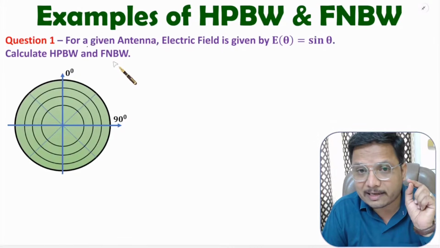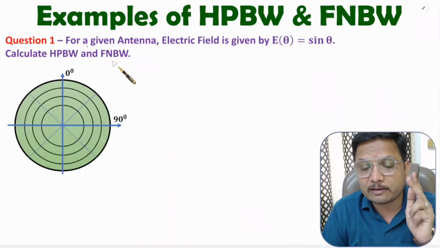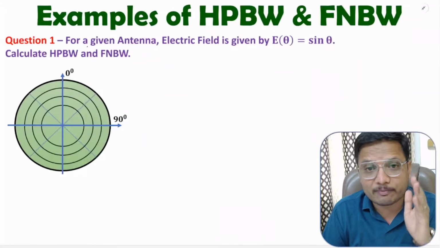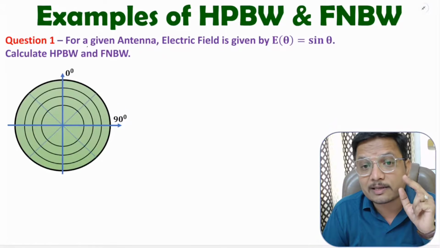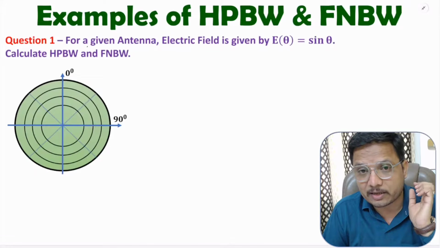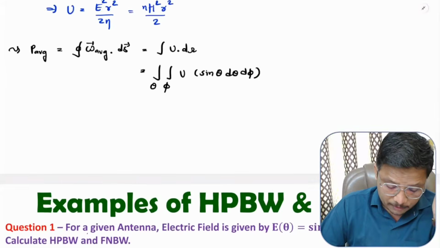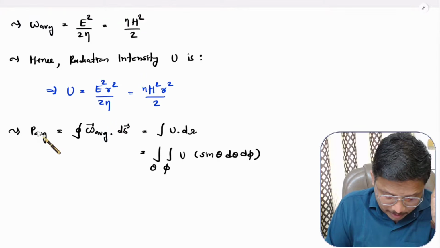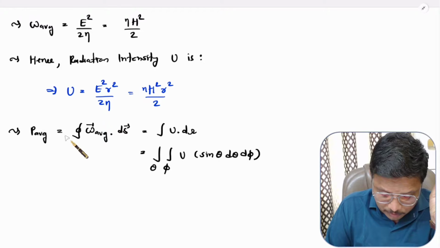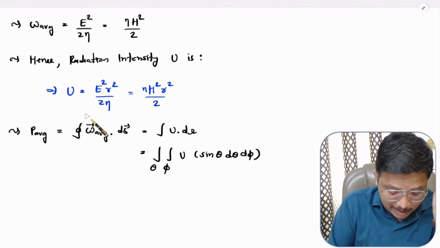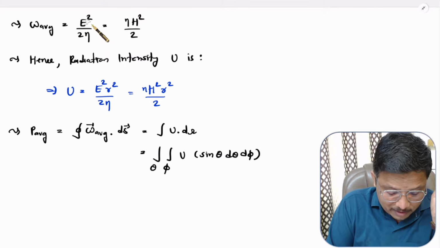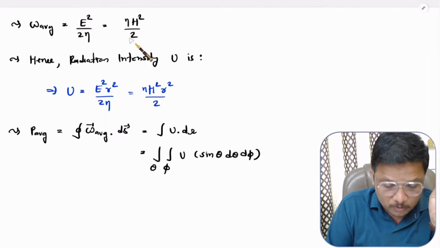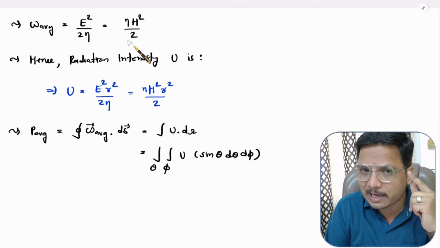So we are given the electric field, and based on the electric field, we need to understand how to identify half power. First of all, you should know the relation between power and electric field. If you have seen my last video, there I explained that average power equals the surface integration of average power density, where average power density is E square by 2 eta, and average power density is eta H square by 2. That is what we have seen in my last video.